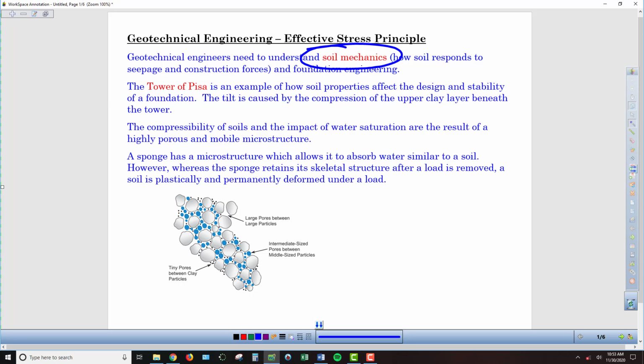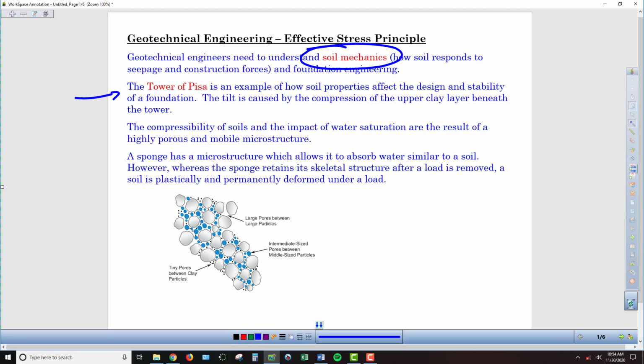Now, an obvious example of soil properties affecting a structure is the Leaning Tower of Pisa. So what happened there was the tilt was caused not because they built it crooked, but because the upper clay layer beneath one side of the tower became compressed, and so the tower started to lean. And so the compressibility of soils and the impact of the water saturation within that soil varies from material to material.